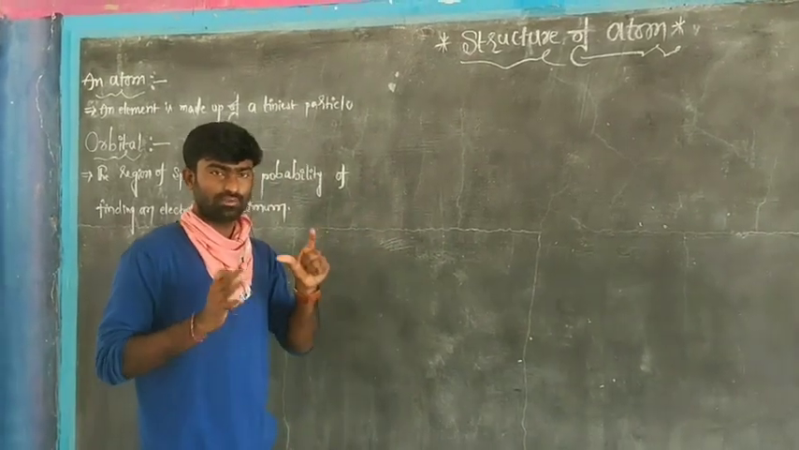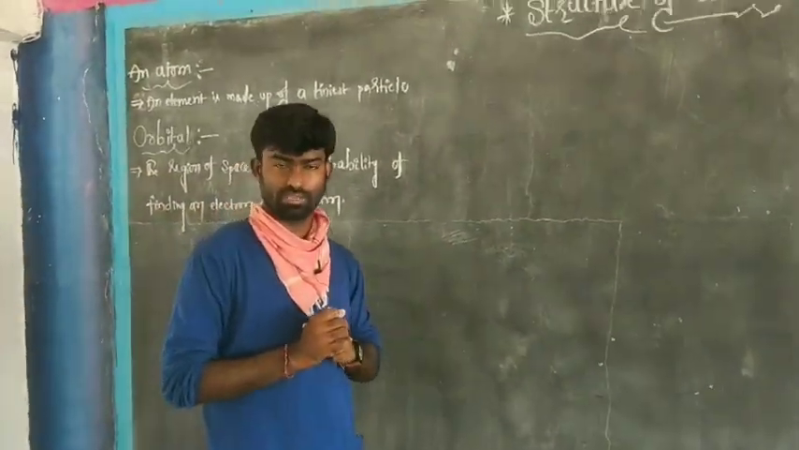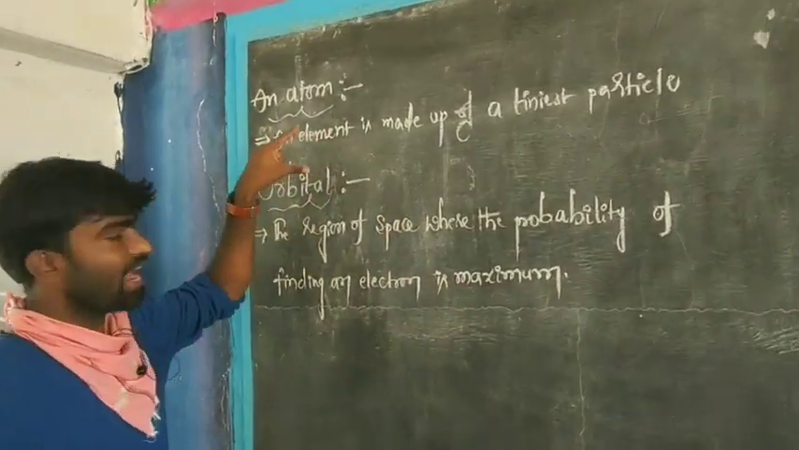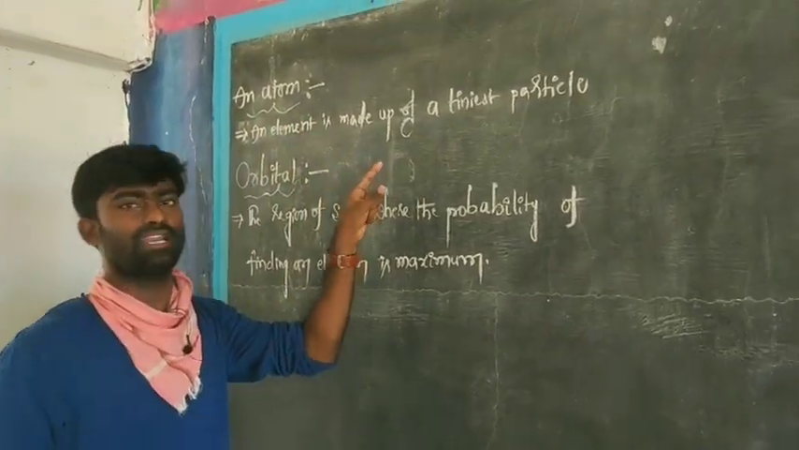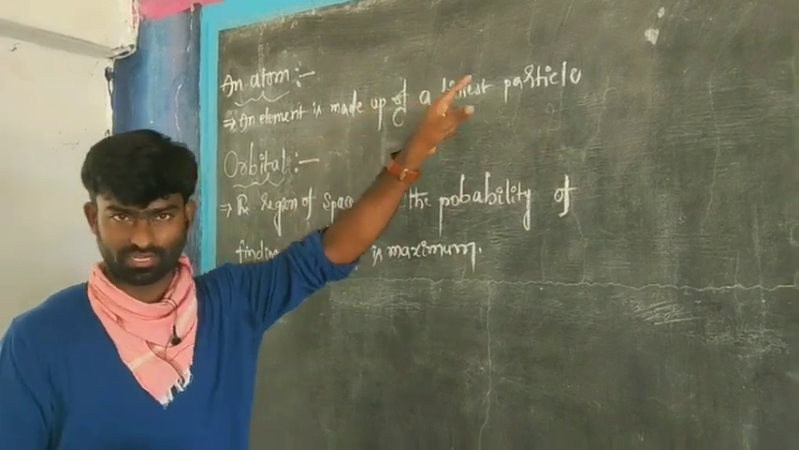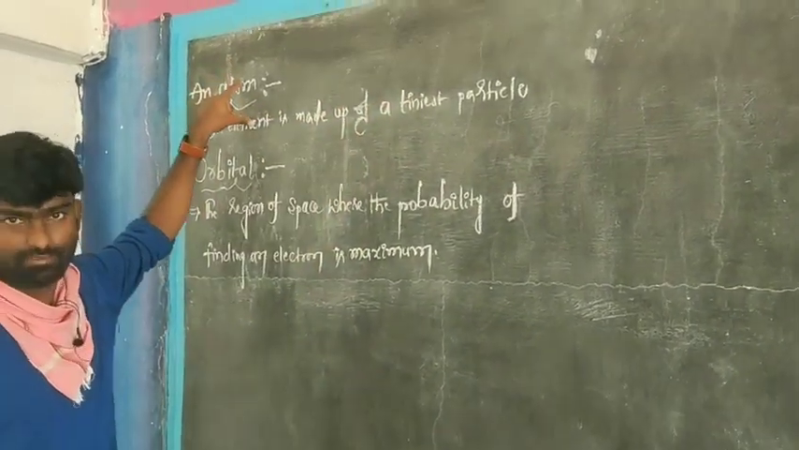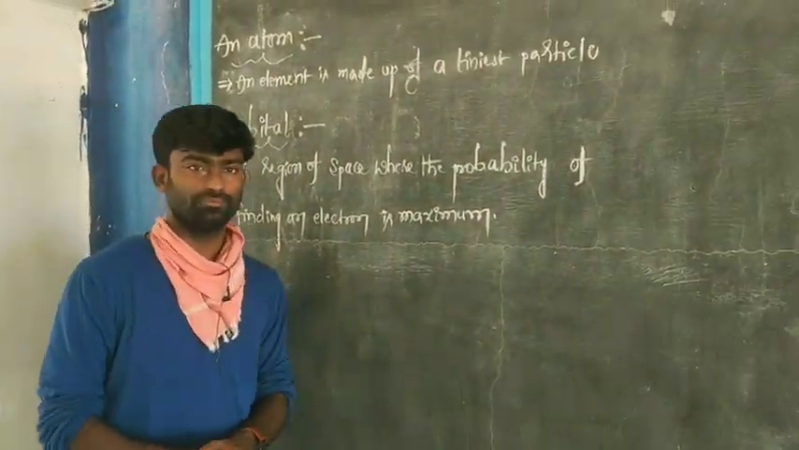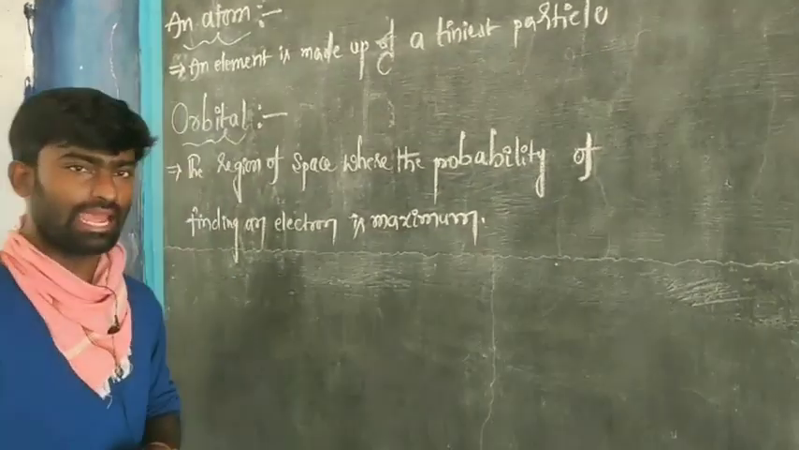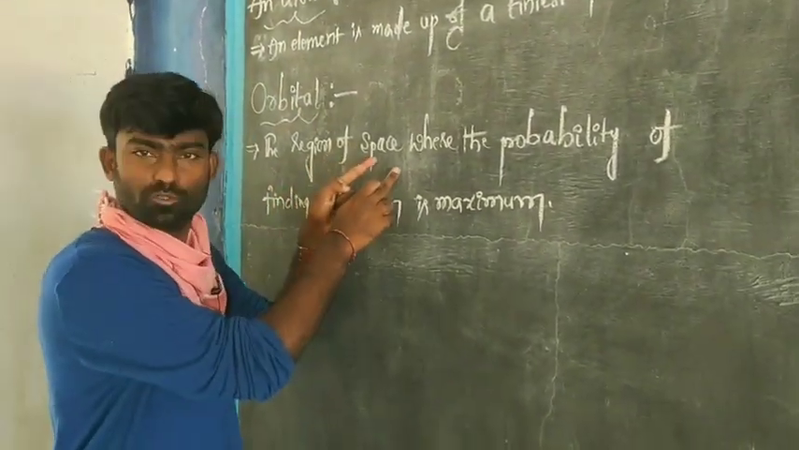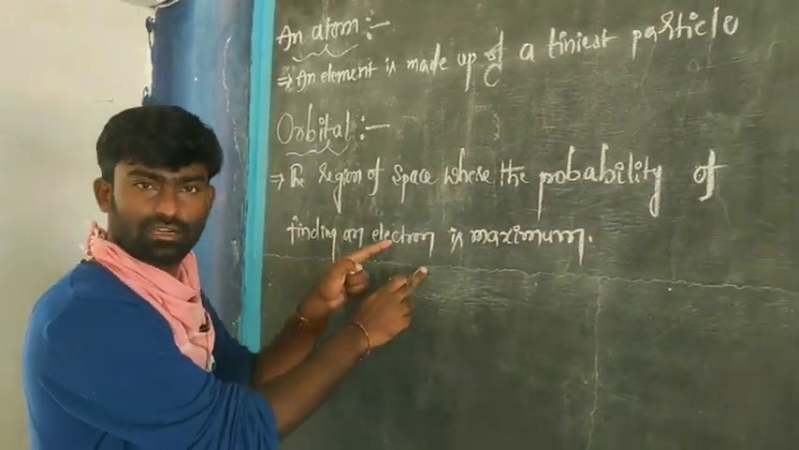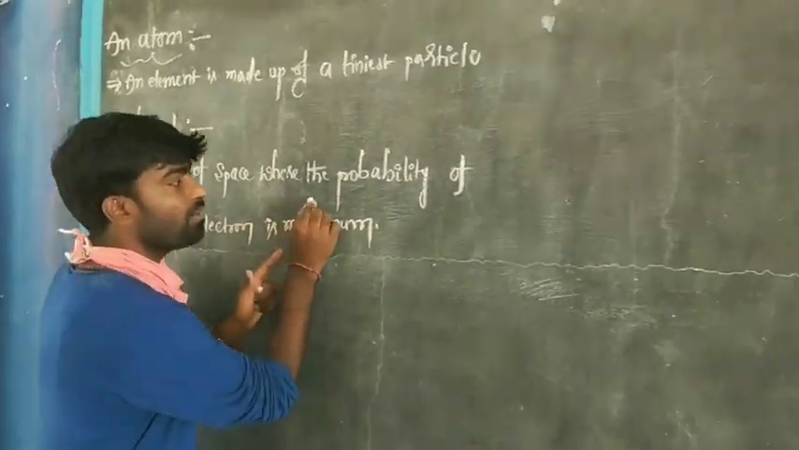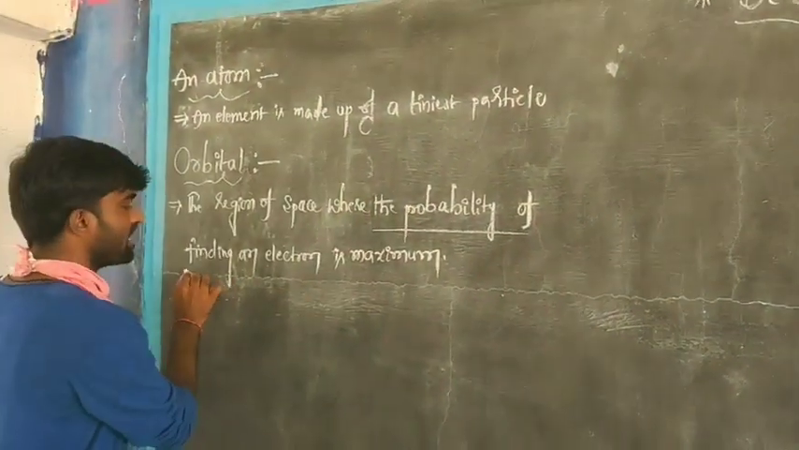Here the basic definition of an atom is: an element is usually made up of a very small, the tiniest particle, called an atom. So what is meant by an orbital? An orbital can be defined as the region of space where the probability of finding an electron is maximum.